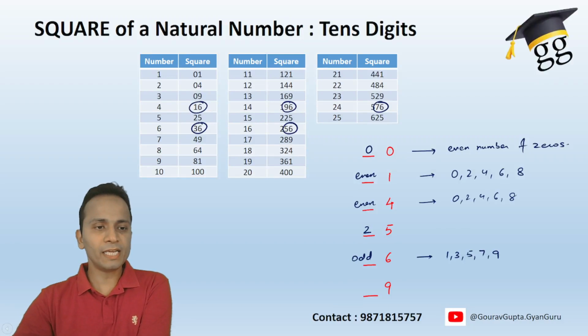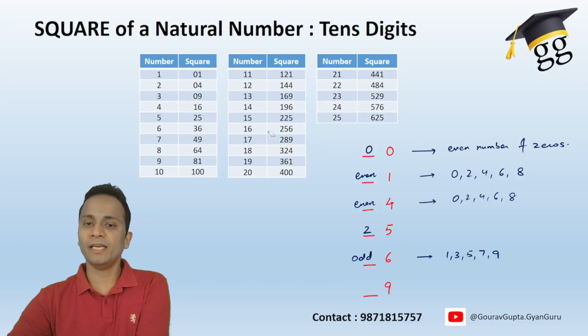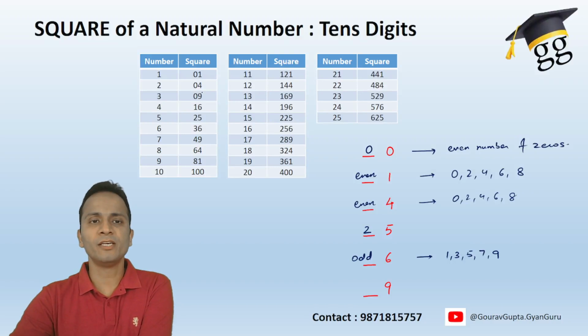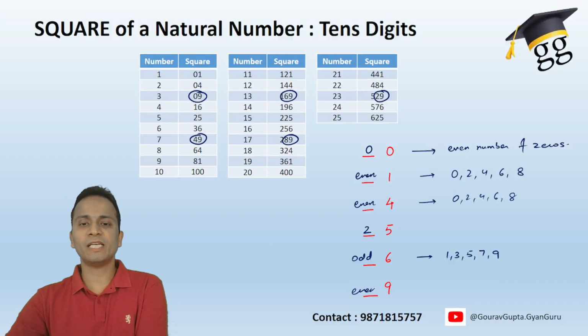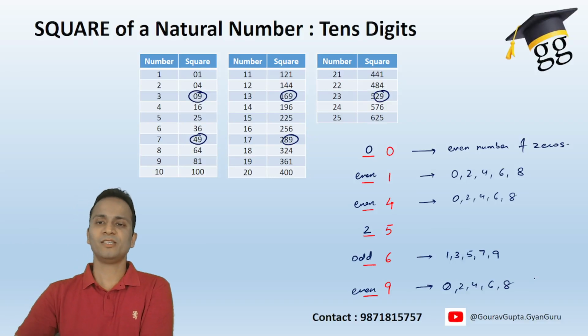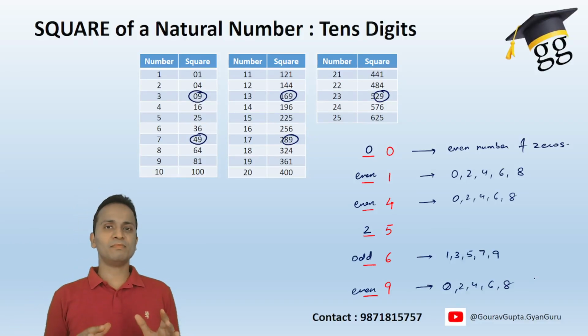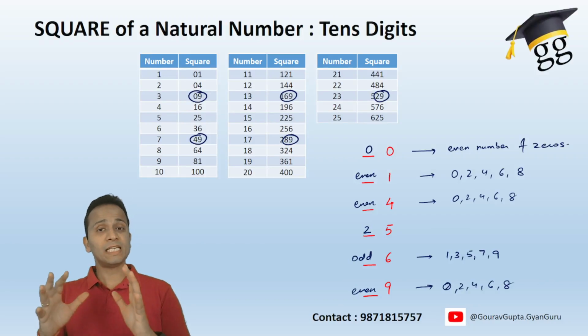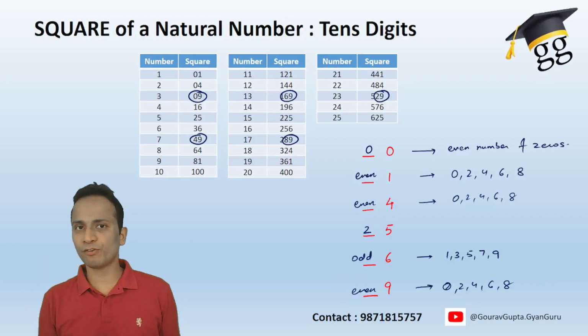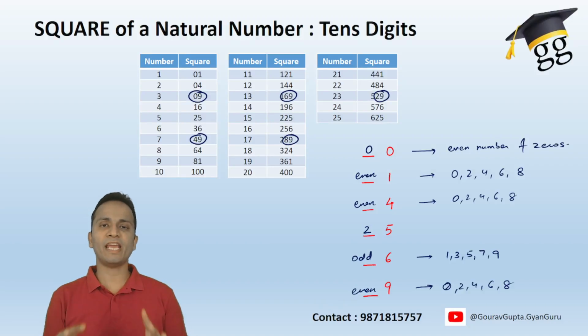Now the final case, when the unit digit of a perfect square is 9, the tens digit can be 0, 6, 2, 4 or 8. So every even number is considered here. The tens digit will be an even number among 0, 2, 4, 6 or 8. So these are some general properties related to finding the unit digit, the last 2 digits or the tens digit of a perfect square. These are general properties; there is no exception for them, so you can use them every time.